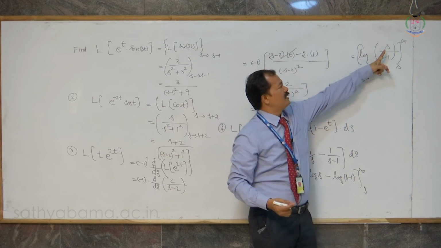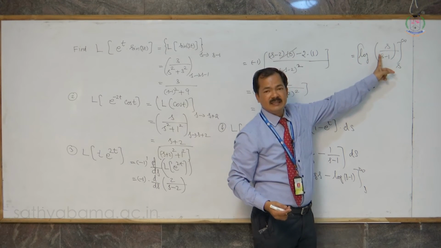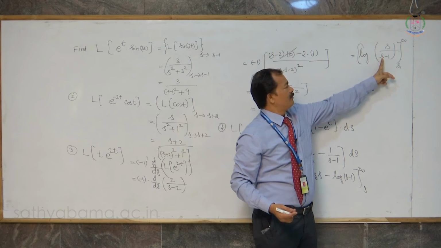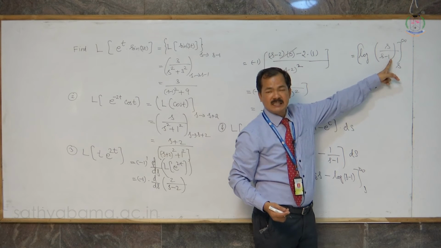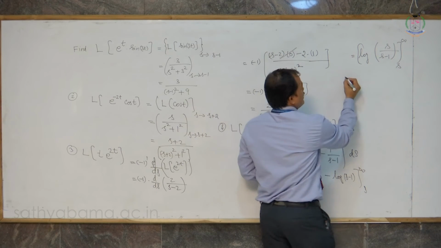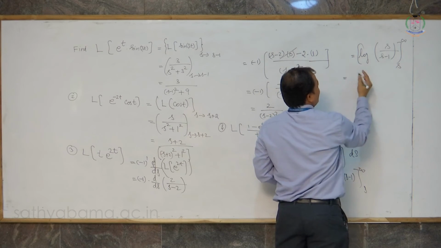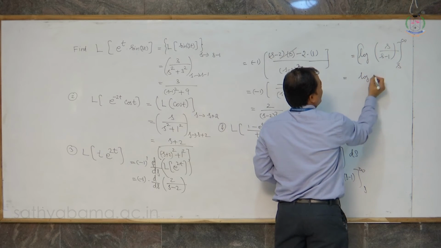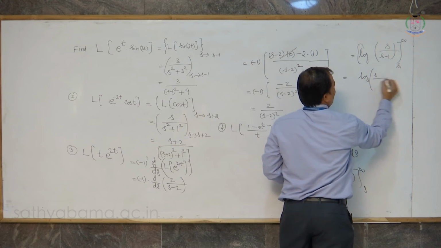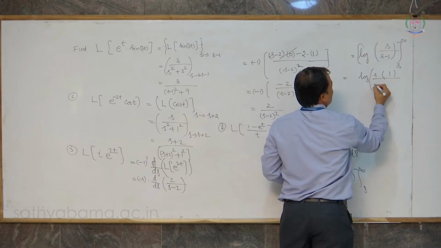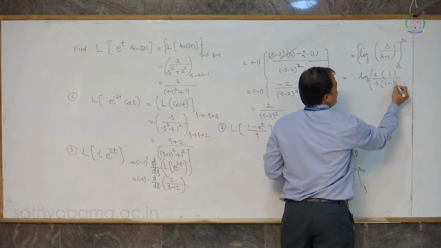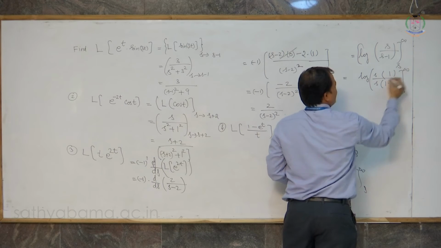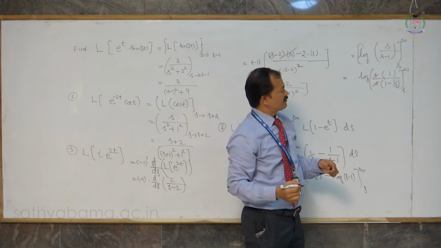If we take the parameter s outside, s in the numerator, s comes outside. So, the denominator becomes 1 minus 1 upon s. So, that is equivalent to s gets cancelled, log of 1 upon 1 minus 1 upon s, limit s to infinity. So, s gets cancelled. Okay.